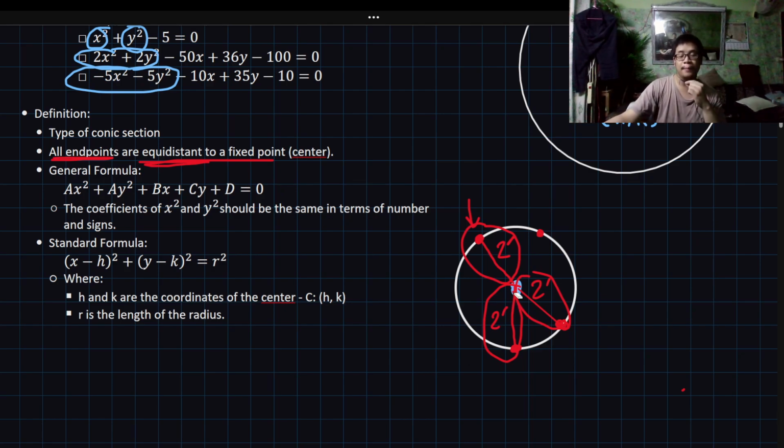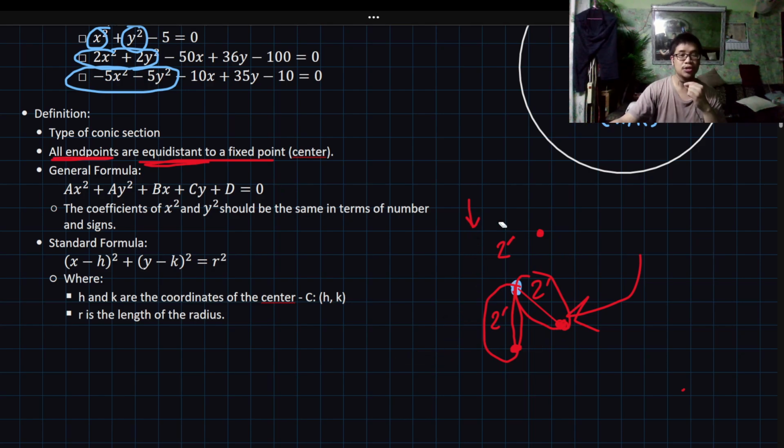My point is that at any point on the curve, the measurement of the radius will be the same as the other radii. If we have 2 units here, then we have 2 units here as well, and 2 units at any point of the curve, or endpoint rather.